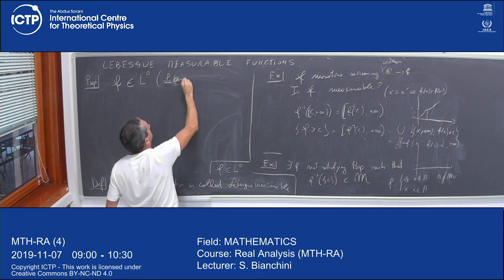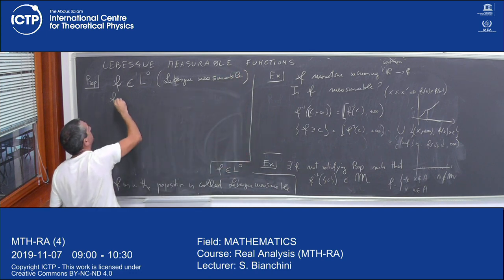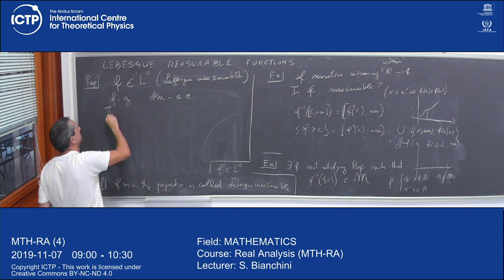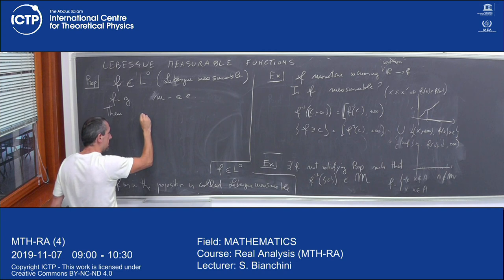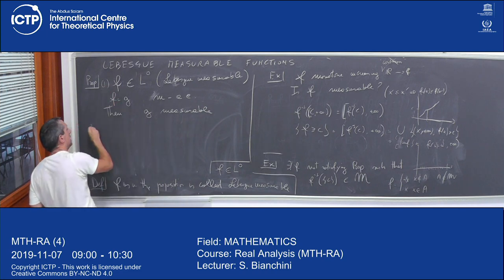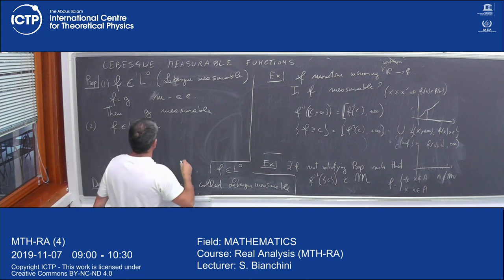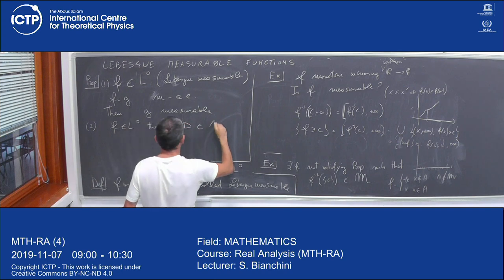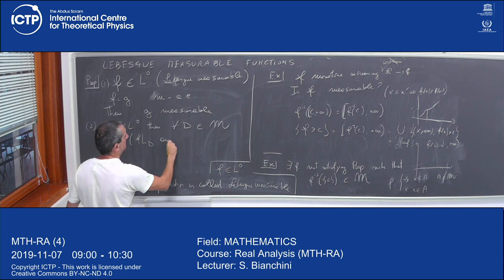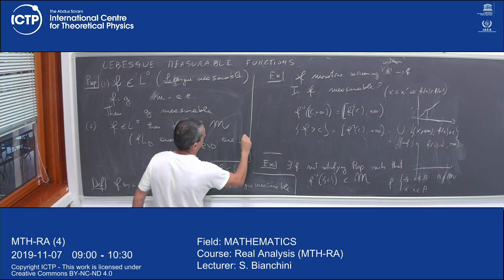So, one: if f is Lebesgue measurable and f is equal to g Lebesgue almost everywhere, then g is measurable. This is 1 and 2. If f is Lebesgue measurable, then for all D measurable, f restricted to D and f restricted to R minus D are L0, and vice versa.